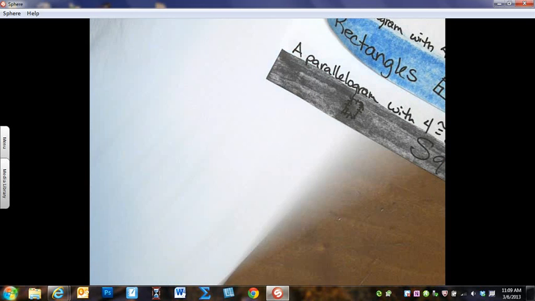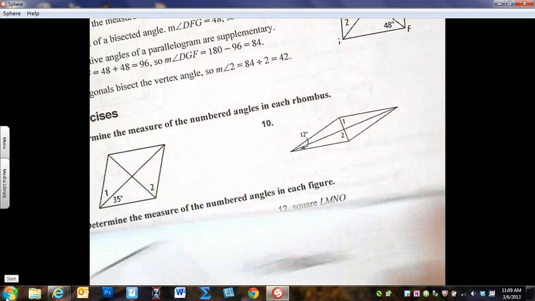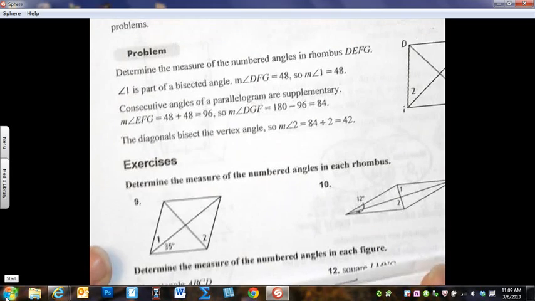And now let's go to the back. And on the back, I'm trying to go up here to this.